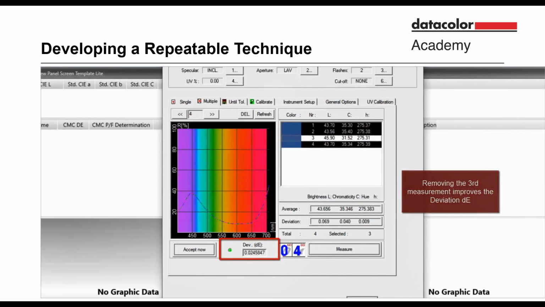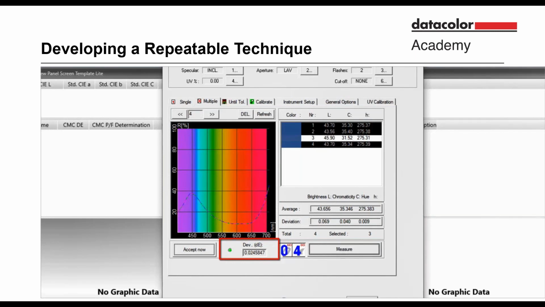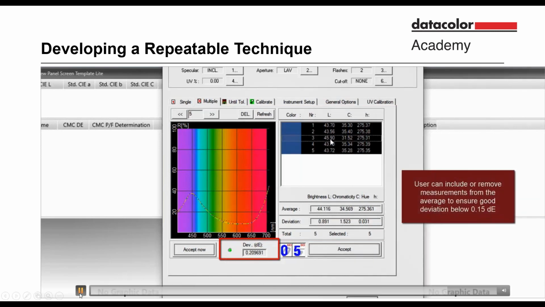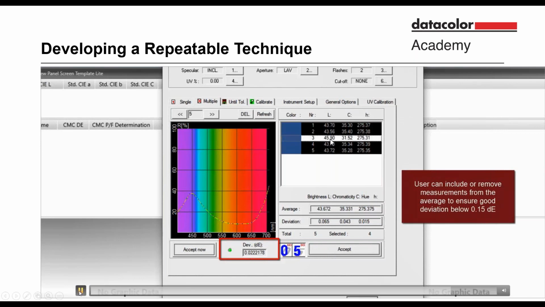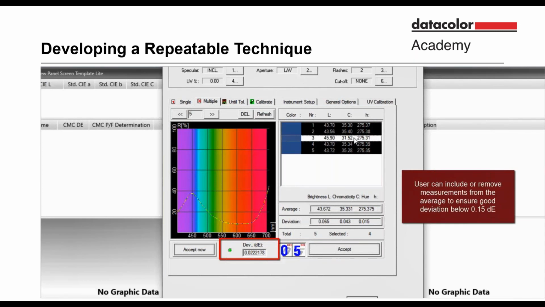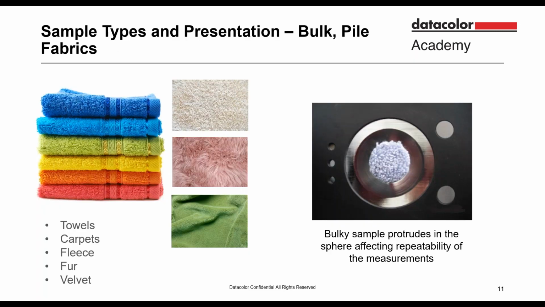Removing the third measurement, and that's what is great about this option in the software, I am allowed to decide which measurements will be included in the average and which will not. So including the third measurement for 5 measurements total brings the deviation to 0.2. When we remove that third measurement that we suspect something was wrong with, the value is considerably reduced. So that is a good way to know how many measurements you will need for your samples.